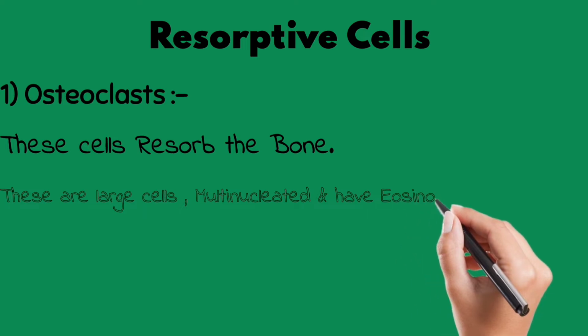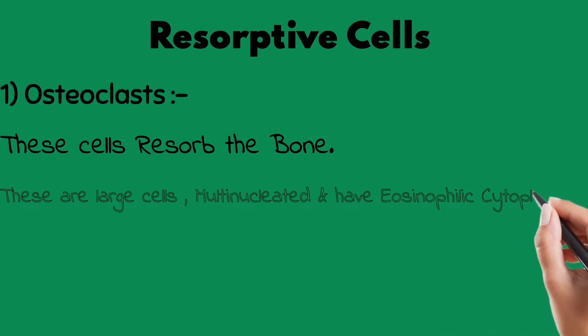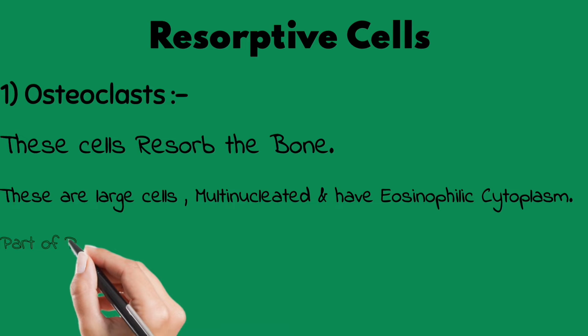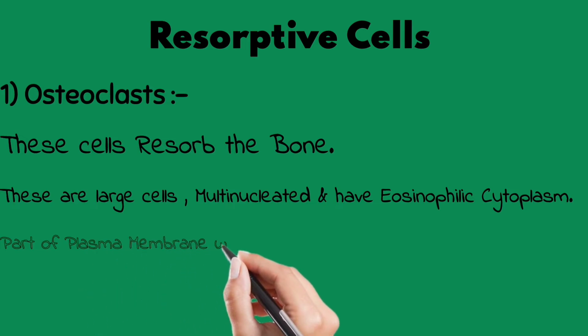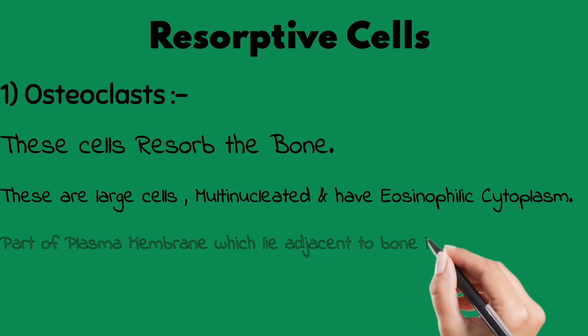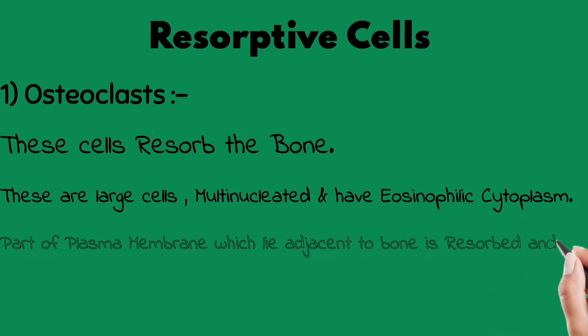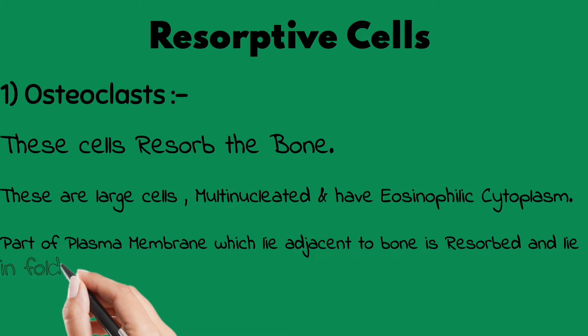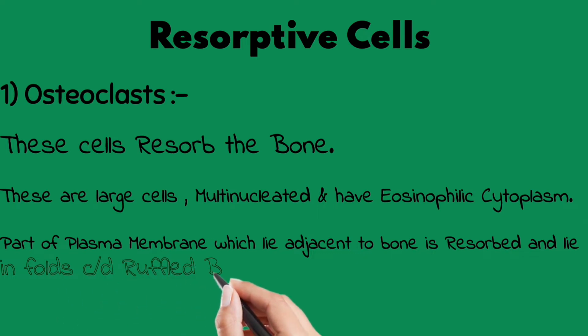First, we will study the osteoclasts. Osteoclasts are the cells which resorb the bone. They are large cells, multinucleated, and have eosinophilic cytoplasm. The part of the plasma membrane which lies adjacent to the bone is resorbed and lies in folds, which is called the ruffled border.